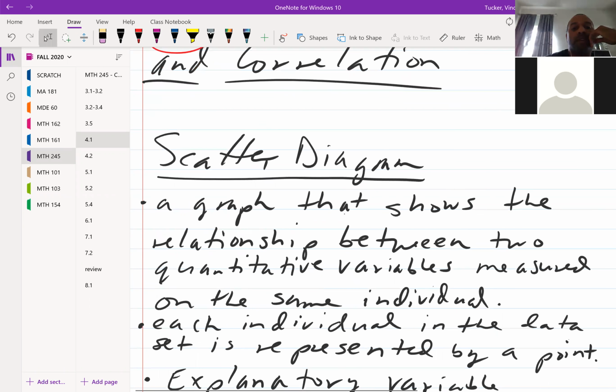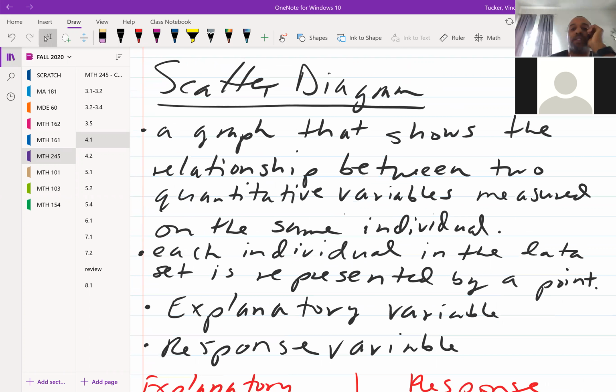So your scatter diagram is a graph that shows the relationship between two quantitative variables measured on the same individual. Each individual in the data set is represented by a point, and those points are graphed according to your explanatory variable and your response variable. And we'll talk about the difference in those in a second.